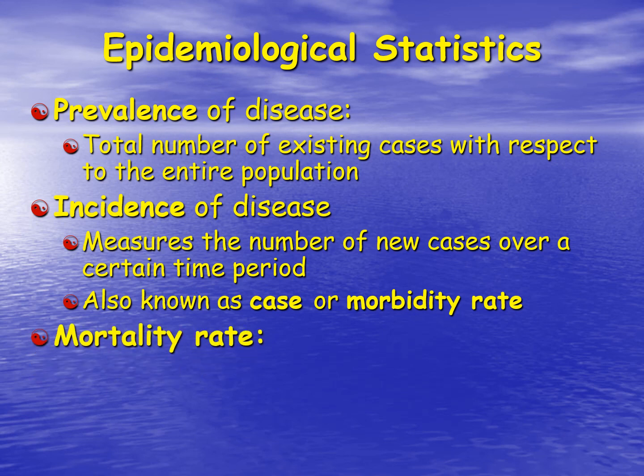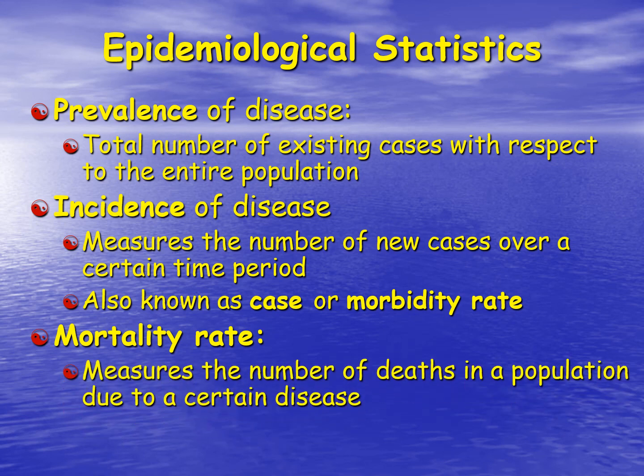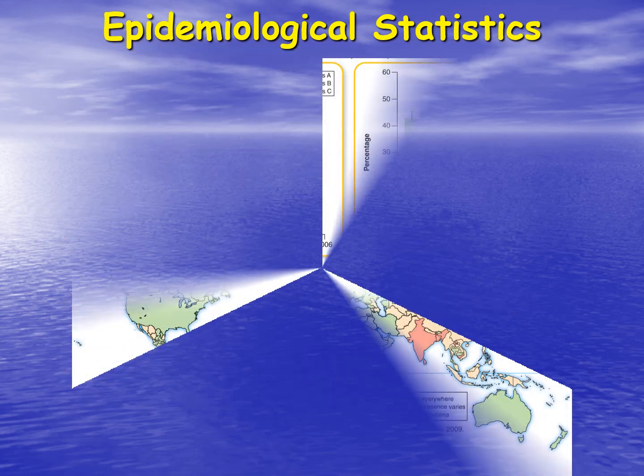Now, mortality, however, is how many die of the disease. So this measures the number of deaths in a population to a certain disease over a given period of time.